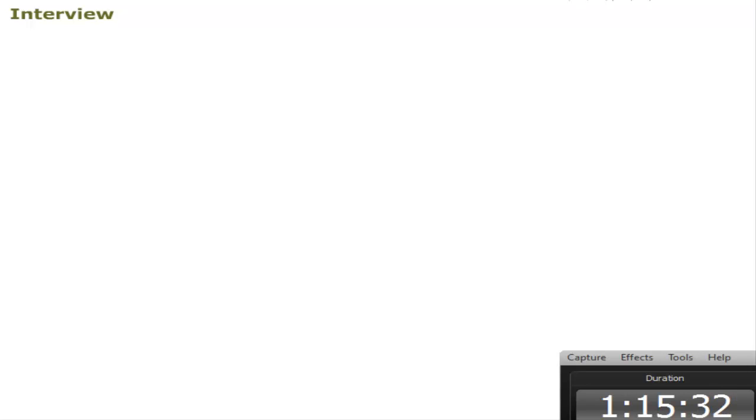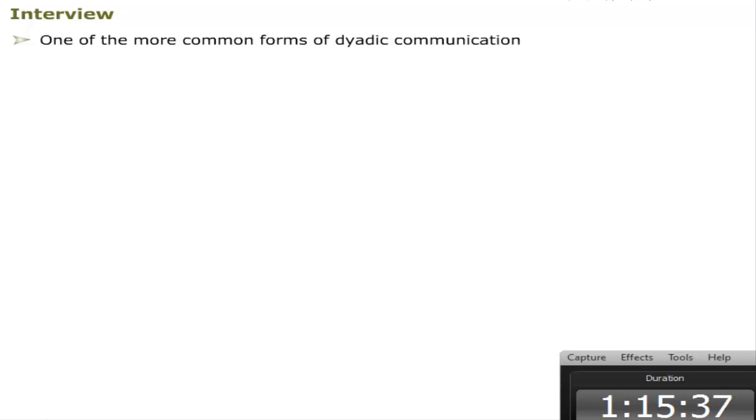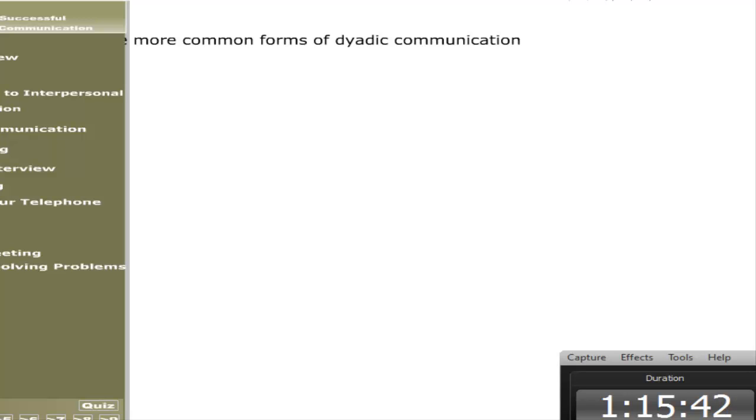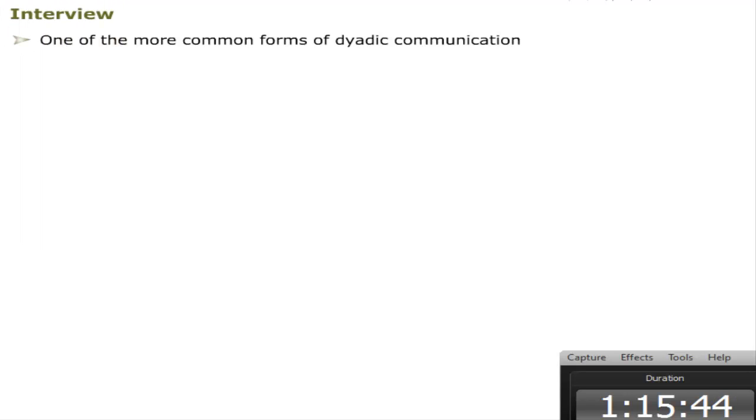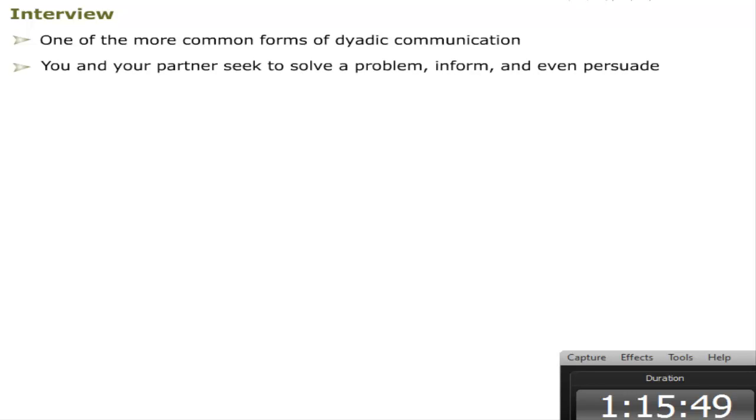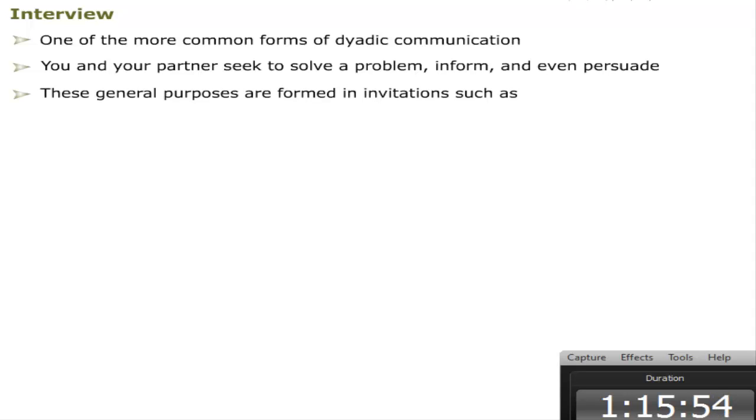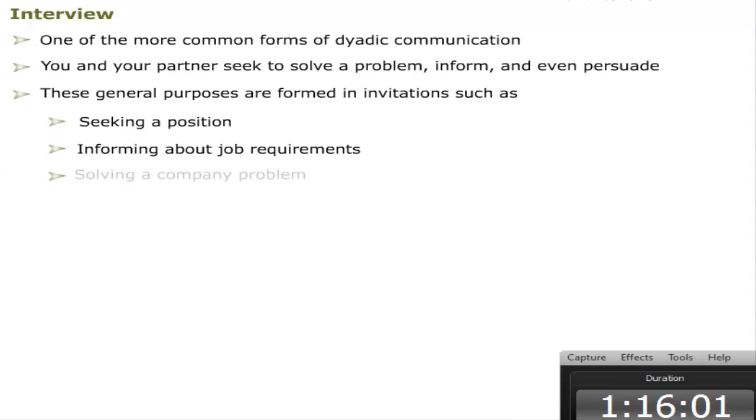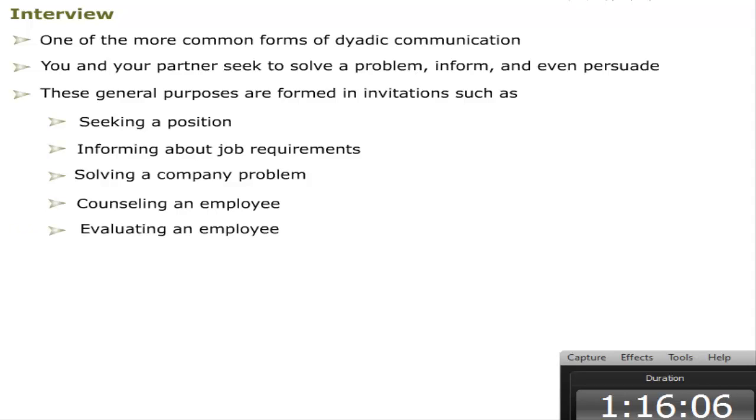Interview. As discussed earlier, an interview is one of the more common forms of dyadic communication, which is often one-to-one. You and your partner seek to solve a problem, inform, and even persuade. These general purposes are found in situations such as seeking a position, informing about job requirements, solving a company problem, counseling an employee, and evaluating an employee.